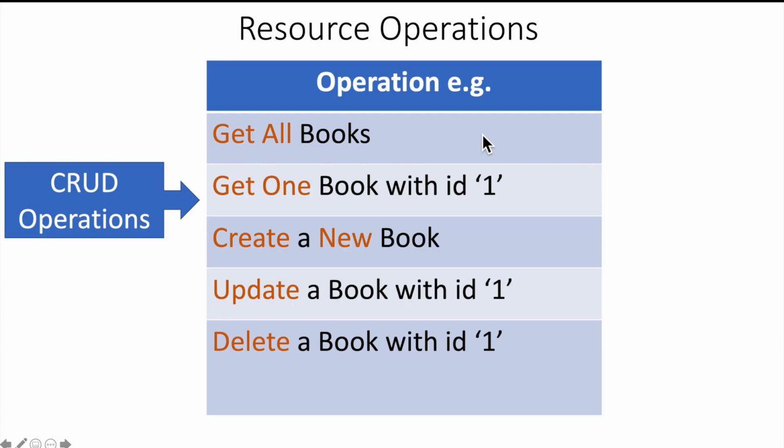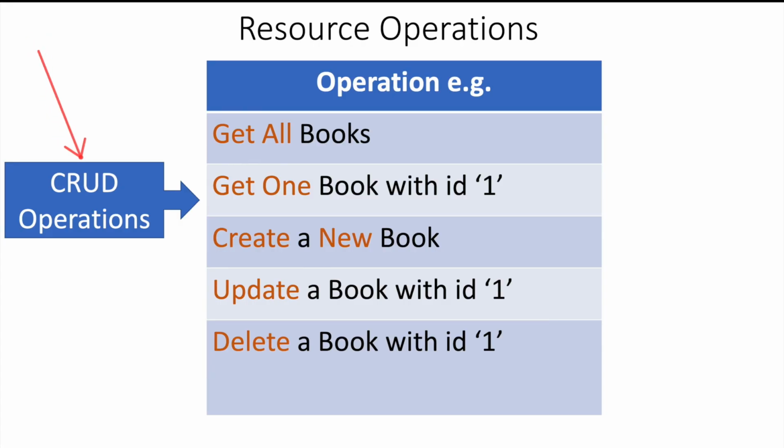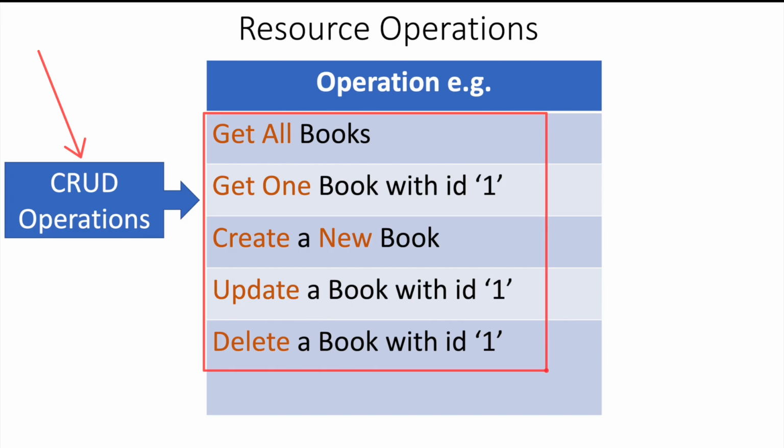If we have books as a resource, what are the possible resource operations? From the application's point of view, or from the user's point of view, we can get all books. We can get a book with a specific ID, for example ID 1. We can create a new book record. We can update a book with a specific ID, for example ID 1. We can delete a book with a specific ID, for example ID 1. So in general, if we have a resource, it is very likely that we would want to do CRUD operations with that resource.